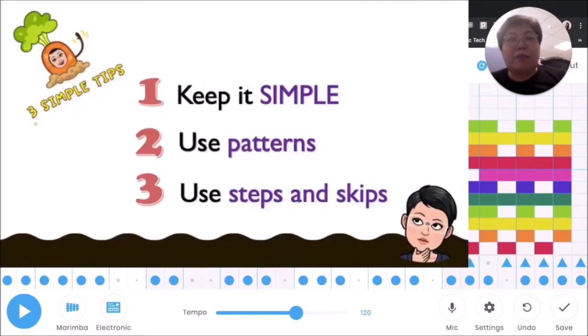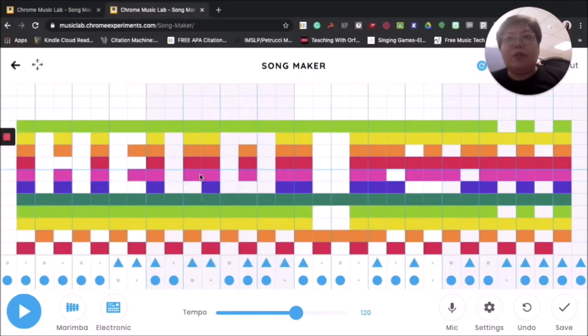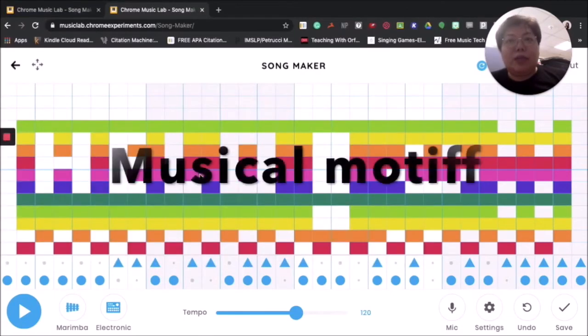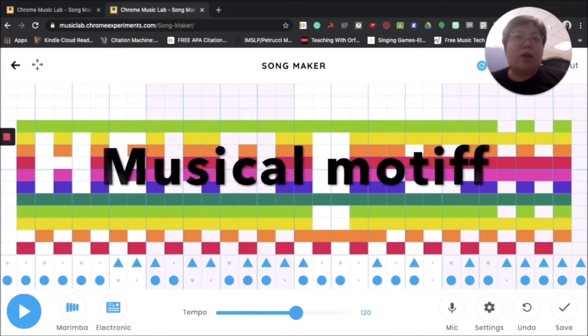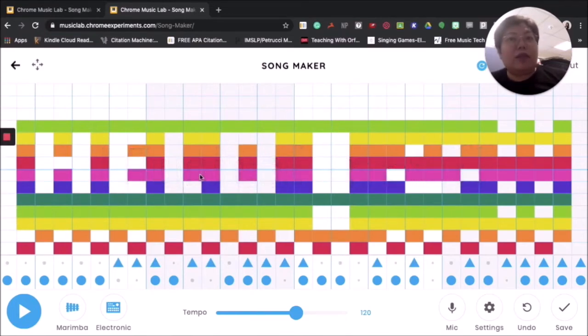Okay, 3 simple tips. First, keep it simple. Second, use patterns. And third, use steps and skips. So you'll be familiar with the term musical motif when we did our advertising jingle activity on SLS and as well in class in term 1. So songwriting also uses this. It's somewhat like a musical pattern.